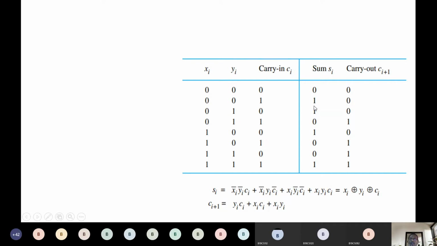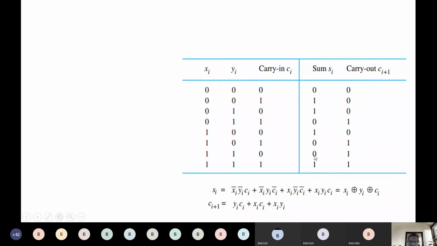Okay. Again, we look at where the sum is 1. So here it is, sum is 1. Here it's X bar, Y, C bar. So when it is 0, we apply bar. If not, we write it normally without any bar. Similarly, where else do we have 1? So here we have 1. You can look at the expression. This is X, Y bar, C bar.